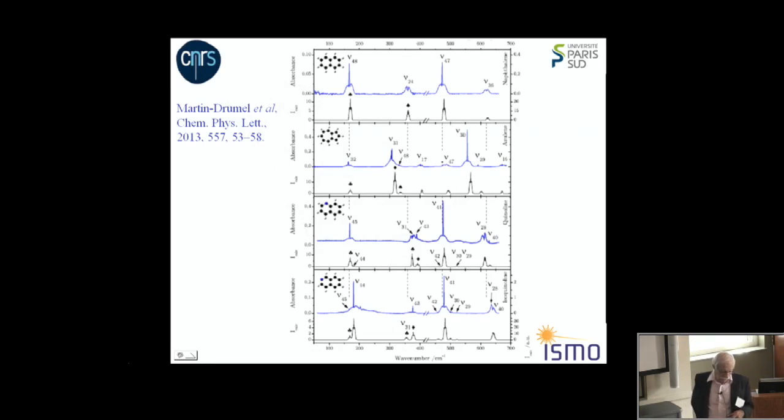Starting from naphthalene and being interested in the sensitivity of low frequency modes to the real structure, we have looked at a number of derivatives like azulene, which is an isomer, or, if you introduce a nitrogen atom, quinoline or isoquinoline. And you can see that basically DFT works well to predict the position of the band.